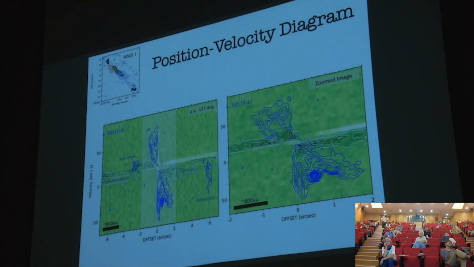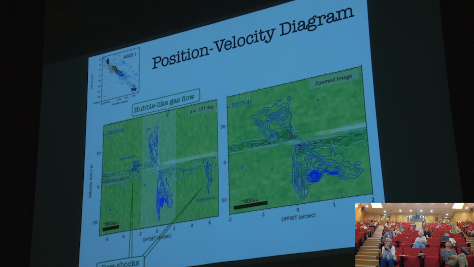To better understand the nature of the jet, we also created the position velocity diagram. Here is the position and the velocity. From this diagram, we found two distinct components. One is associated with the edge of the outflow, and the second is a halo-like structure, where the velocity goes up with respect to the distance from the center.